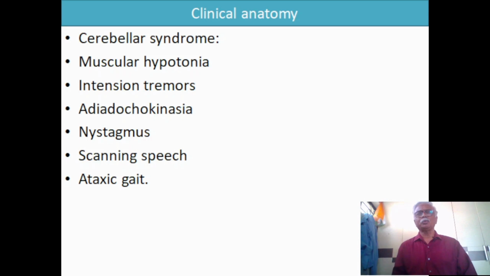The oscillatory movement of the eyeballs is called nystagmus. And scanning speech: the person will not be able to say a word fluently. He will spell each of the letters in a word. That is called scanning speech. And ataxic gait: the patient will not be able to walk on a straight line. These are called cerebellar syndrome symptoms.